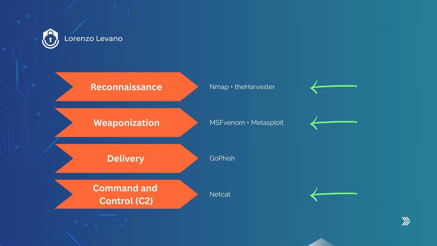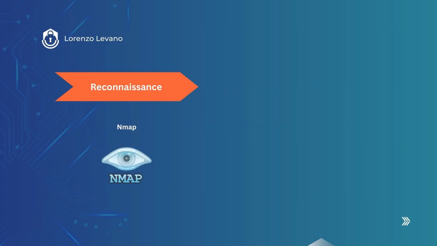In the delivery phase, we simulate a phishing attack using GoPhish, but we have already done a video previously on GoPhish, so we will not talk about this phase. And for the command and control phase, we use Netcat to simulate a basic communication channel between the attacker and the victim. Let's begin with reconnaissance, the first phase of the Cyberkill chain.